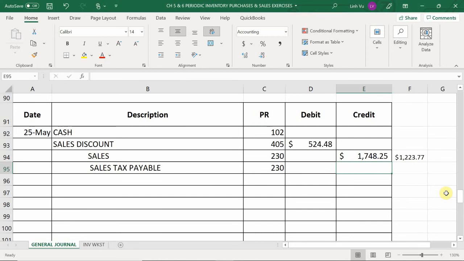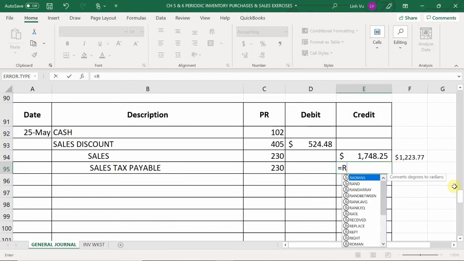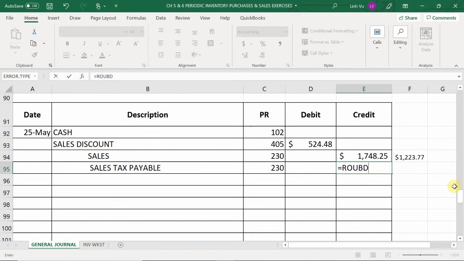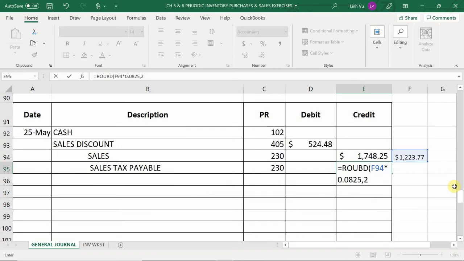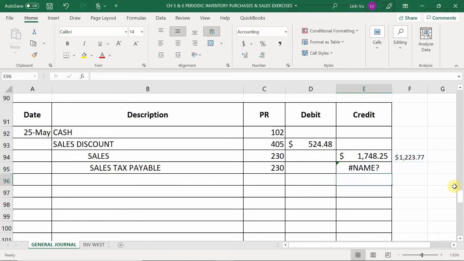I didn't sell at full price because I ended up discounting it. So I can only tax on what I actually sell, or whatever the customer walks away with. So in this case, I can only charge tax based off of $1,223.77. How much tax am I going to charge off of the discounted price? $100.96.